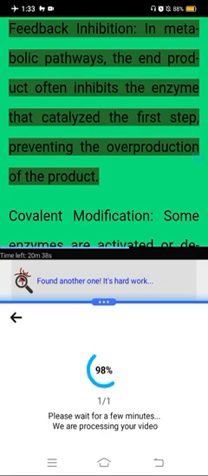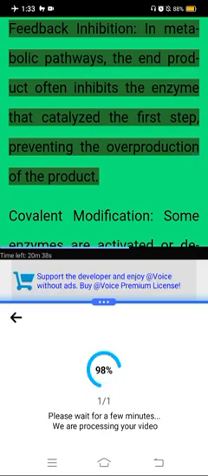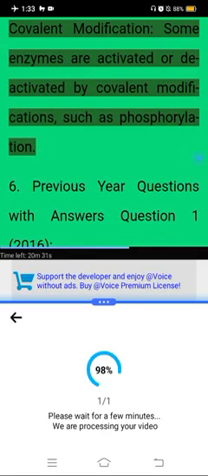Feedback inhibition. In metabolic pathways, the end product often inhibits the enzyme that catalyzes the first step, preventing the overproduction of the product. Covalent modification. Some enzymes are activated or deactivated by covalent modifications, such as phosphorylation.